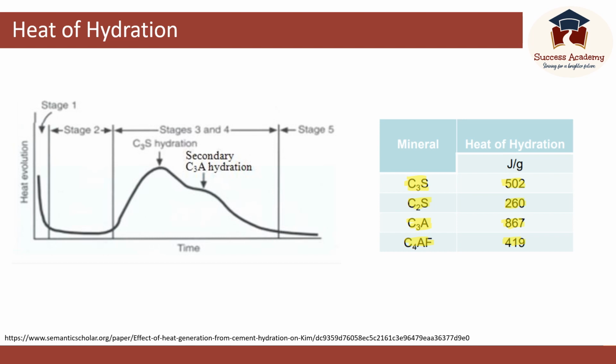When you look at the weight composition of the four compounds, we have 45 to 60% of C3S in a cement and 6 to 12% of C3A in a cement. The main two compounds that contribute to heat generation are C3S and C3A, but when you look at the weight proportions, we mainly have C3S in a cement. So the heat production is mainly contributed by the C3S, but C3A is also contributing a high heat of generation.